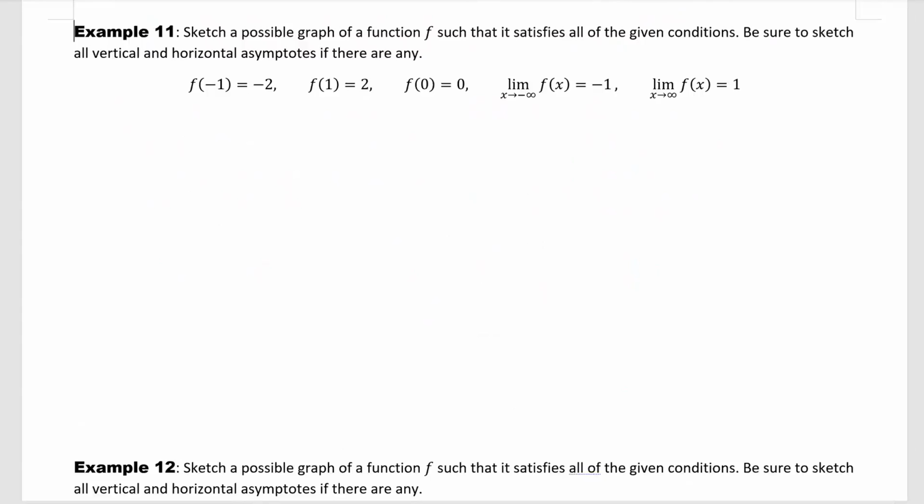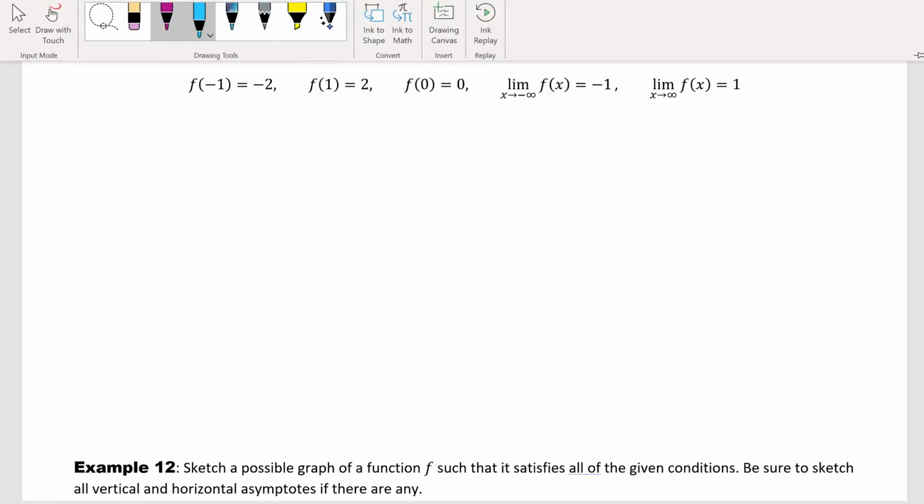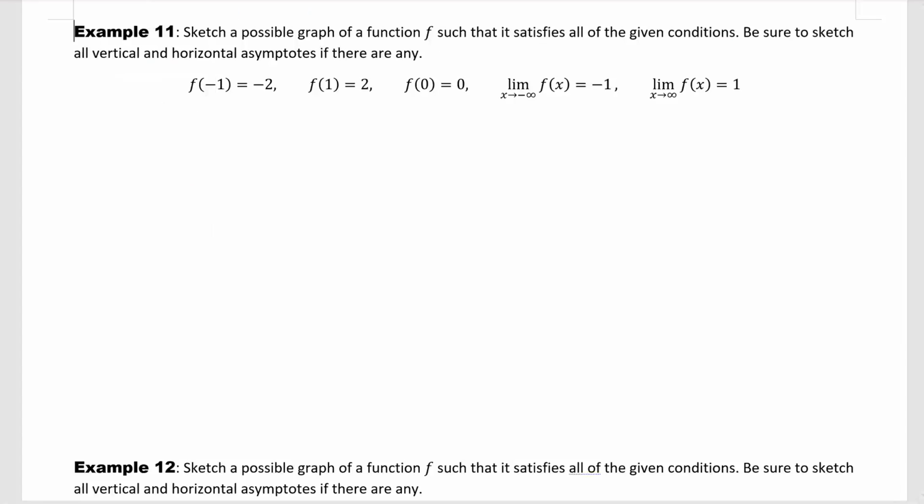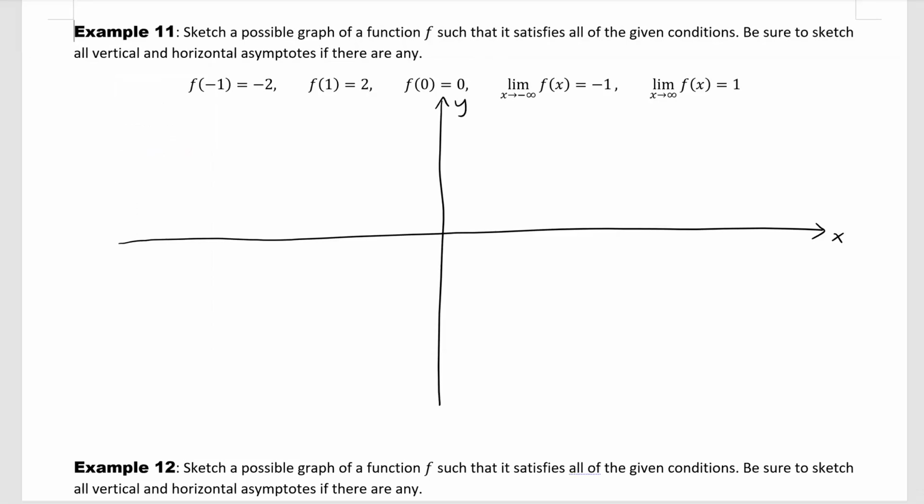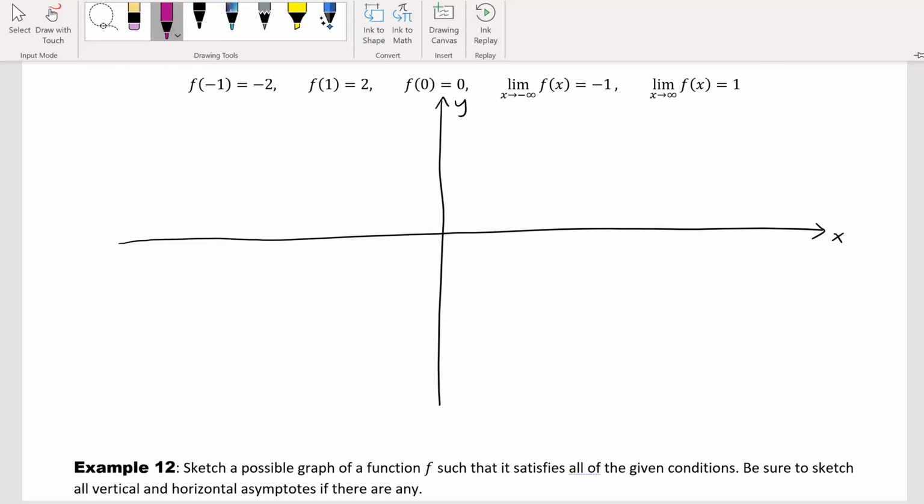example 11. So here we want to sketch the curve. How do we sketch a possible graph of a function f such that it satisfies all the given conditions? Be sure to sketch all the vertical and horizontal asymptotes, if there are any. So we want to use that information and sketch the graph. So let's see. Let me use the black one. So this is the x-axis. This is the y-axis.